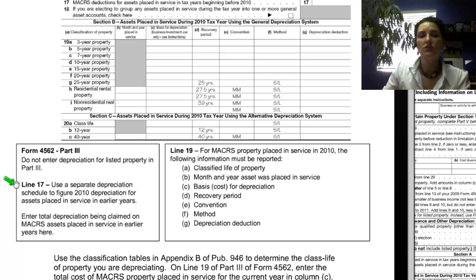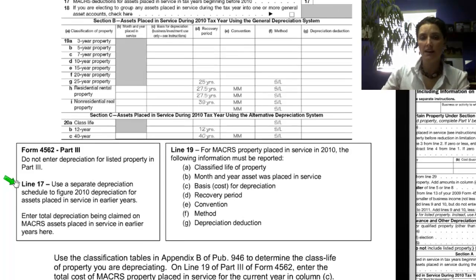On line 17, you should use a separate depreciation schedule to figure the 2010 depreciation deduction for assets placed in service in earlier years. So I've already shown you what a depreciation schedule looks like, and when you are figuring depreciation for the current year or for earlier years, you fill out a depreciation schedule. And then all depreciation that is being claimed for assets placed in service in earlier years is sum totaled on line 17, and all depreciation being claimed for assets placed in service during the current year are individually listed out on lines 19A through I.